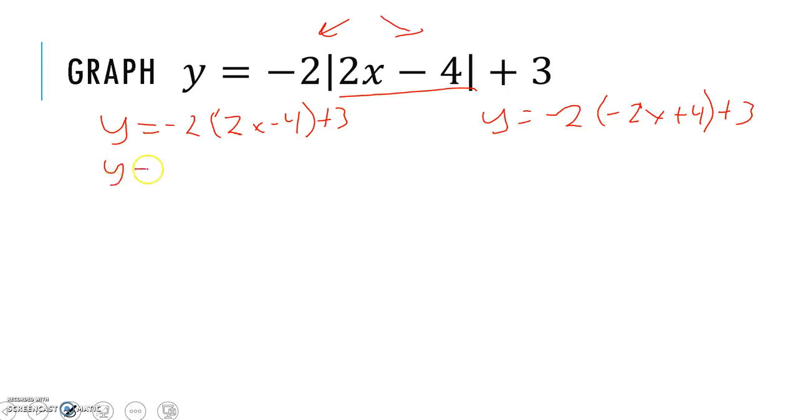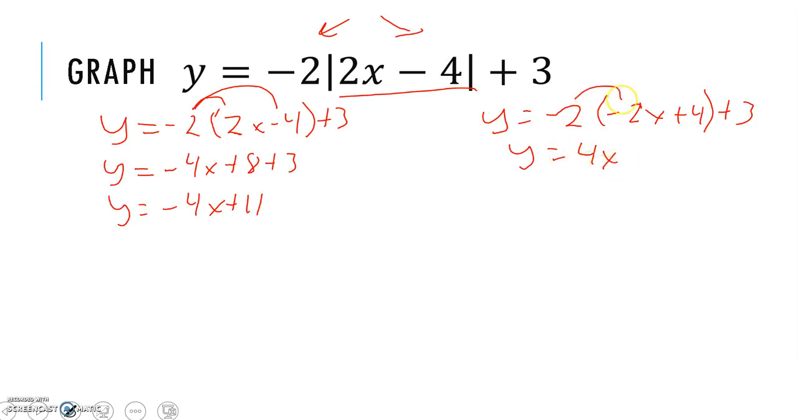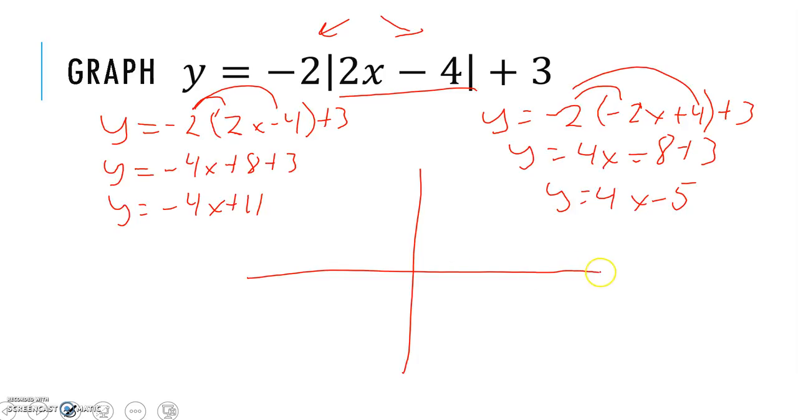For example, over here, if I had y equals -2, I would distribute the -2, and this would be -4x plus 8 plus 3. And so in slope-intercept form, we're going to have y equals -4x plus 11. And if I did the same thing to the equation on the right, I would have positive 4x and then minus 8 plus 3. And so that's going to be y equals positive 4x minus 5. And so if we were to graph both of these lines, the first one has a y-intercept of 11.